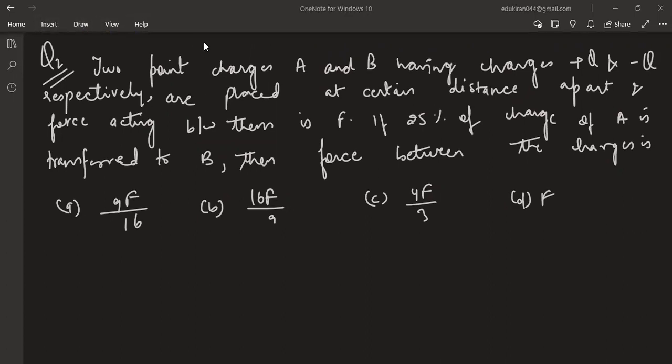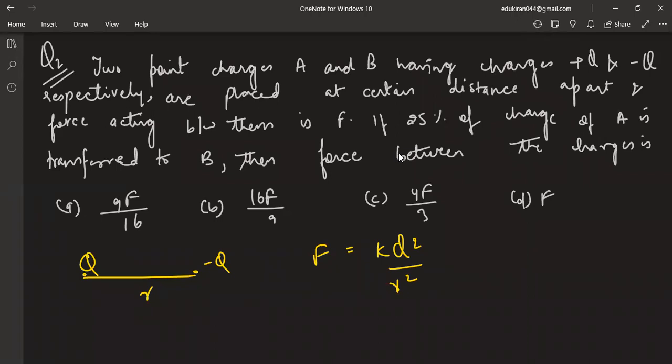See, in this question, it says two point charges A and B having charges plus Q and minus Q. They are placed at a certain distance apart and the force acting between them is F. So let's say this is Q, this is minus Q, and the separation between them is R. So F will be kQ square by R square.